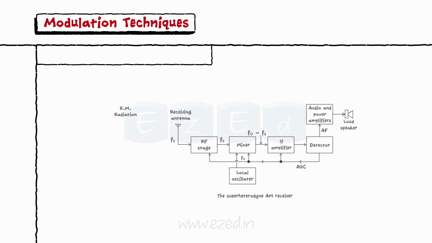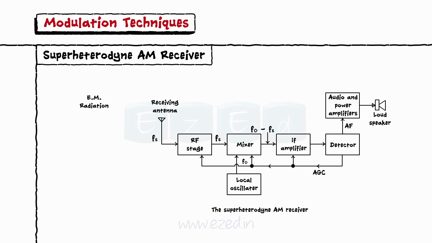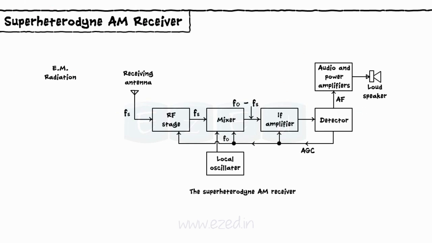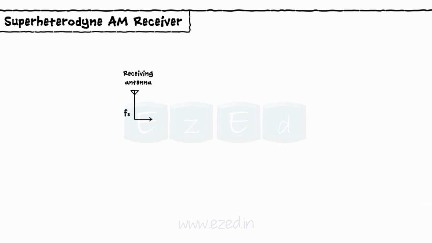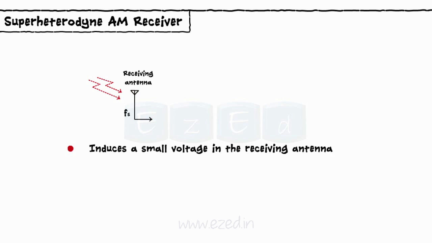The block diagram of a superheterodyne AM receiver is as shown. Let us see the function of each block in detail. Receiving antenna. The AM signal transmitted in the form of electromagnetic waves, when received, induces a small voltage in the receiving antenna.